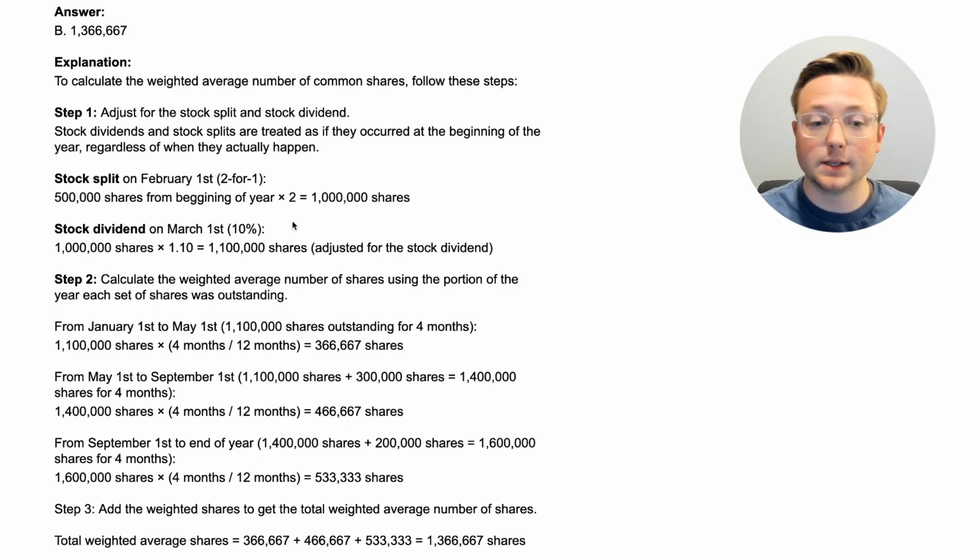And remember, stock splits and stock dividends are counted as if they had occurred at the beginning of the year, and you take them in order that they occurred. Let's go to the next question.